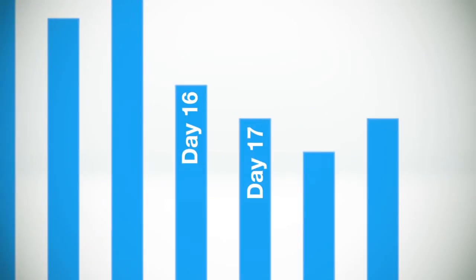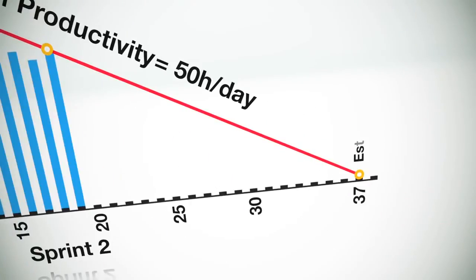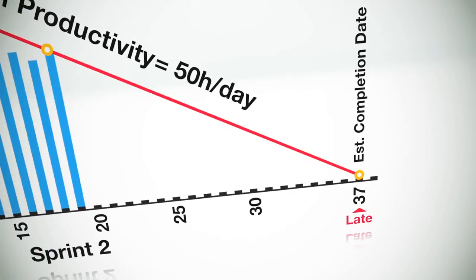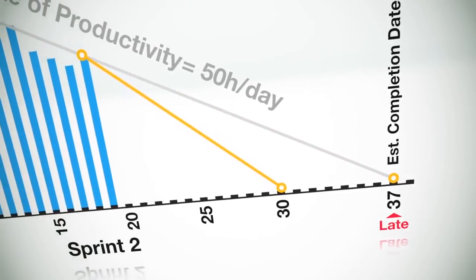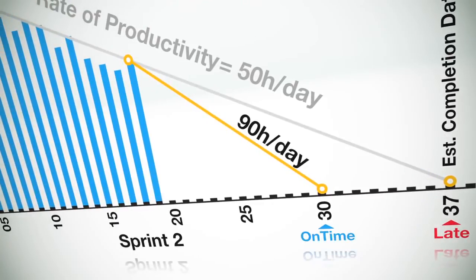For example, a team's rate of productivity might be that on a typical day they finish approximately 50 hours of work. Knowing that, it's possible to calculate an estimated completion date for the sprint, or even for the entire release based on the amount of work remaining. What's great about the burn down chart is that we can compare our actual velocity and projected completion date to what the team needs to do in order to finish on time.